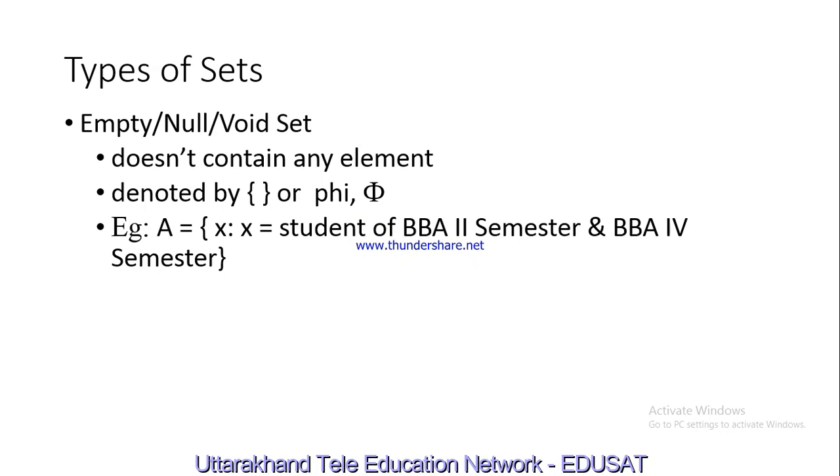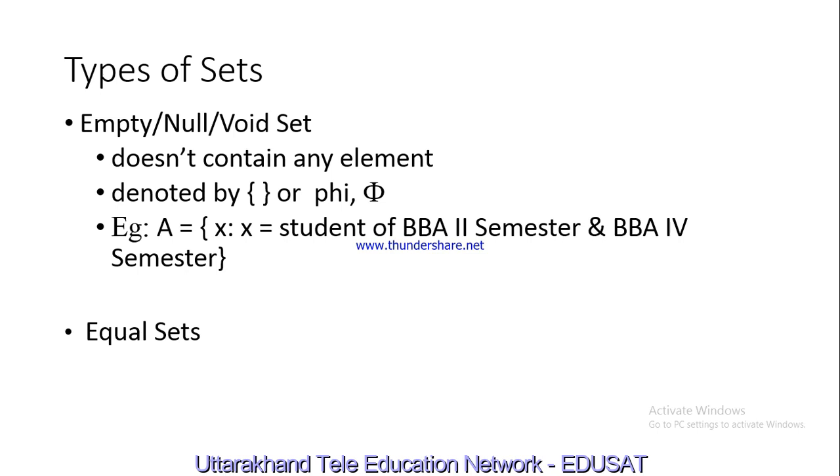Example: A is equal to X such that X is a student of BBA second semester and BBA fourth semester. Now please understand, this is the set builder form, and we can understand that X is a student who belongs to both BBA second semester and BBA fourth semester. You would understand that there can be no student who is studying both in the second and the fourth semester. It's just not possible, which means this particular set will not have any element. This is basically an empty, null or void set. Is this fine?